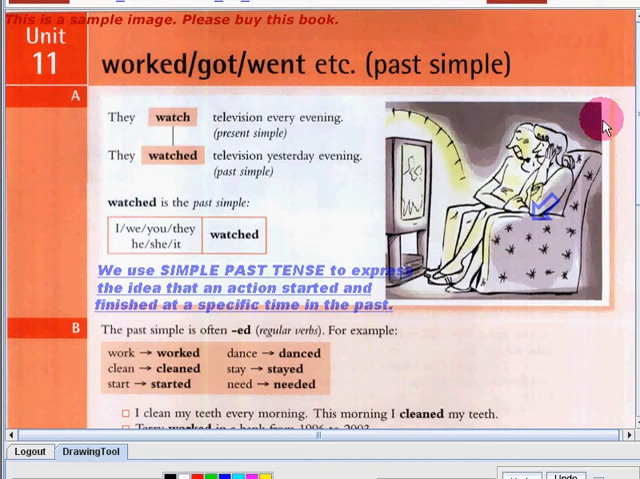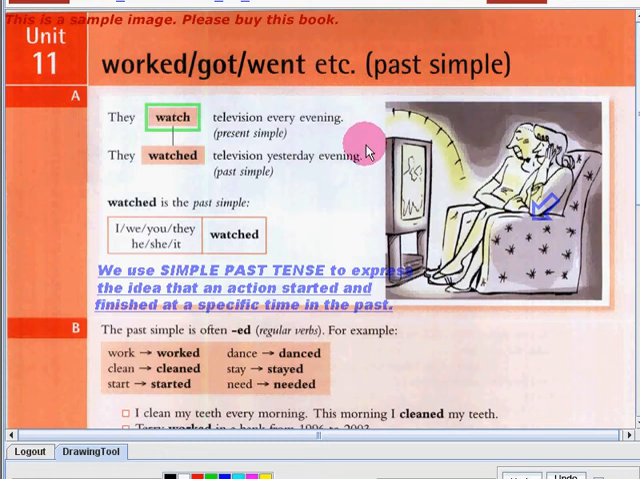Now, let's take a look at this picture. We can see two people watching TV. Now, let's read the following sentences. First one is, they watch television every morning. Now, as you can see, our verb here is the word watch. And because of the form of the verb, we know that this is in the present tense, so we call this simple present tense. Now let's go on to the second sentence.